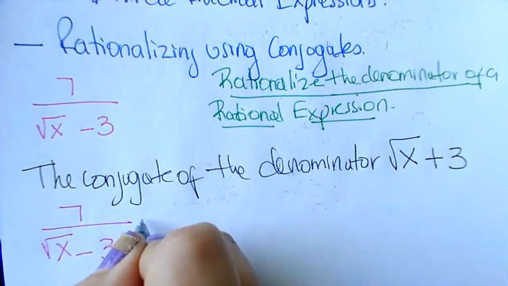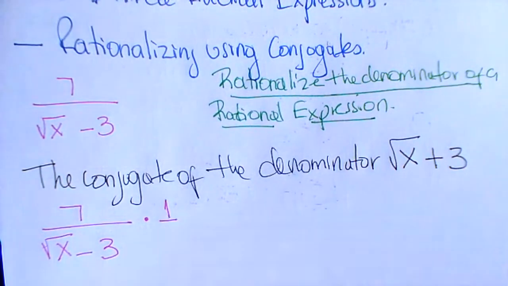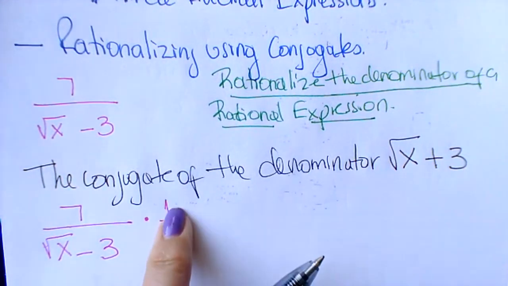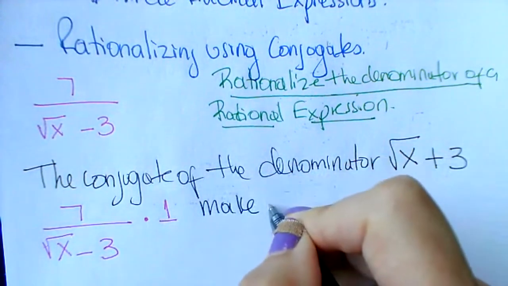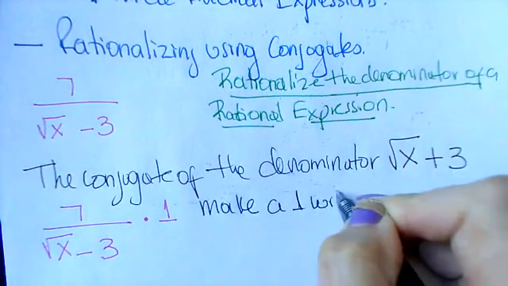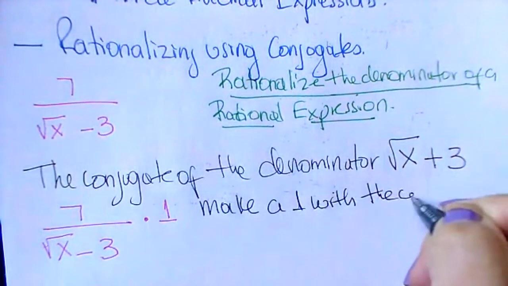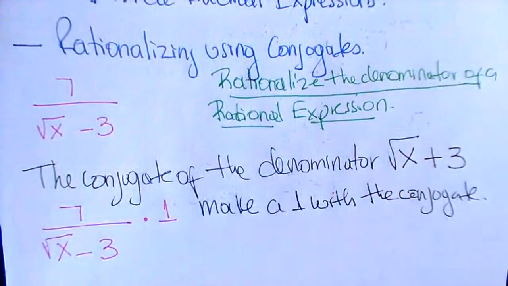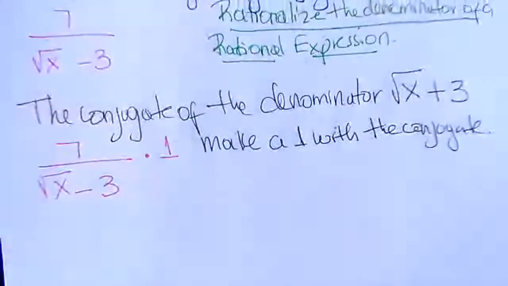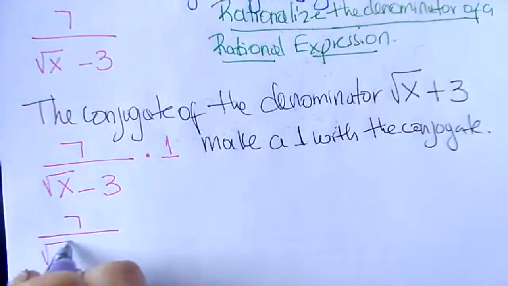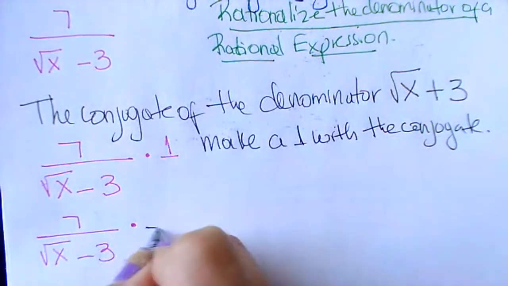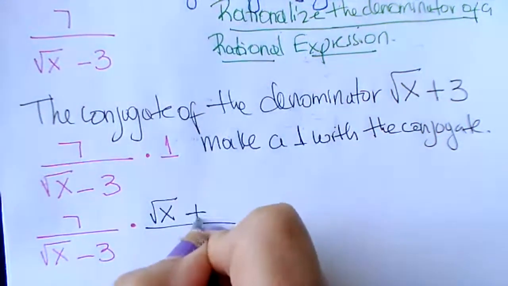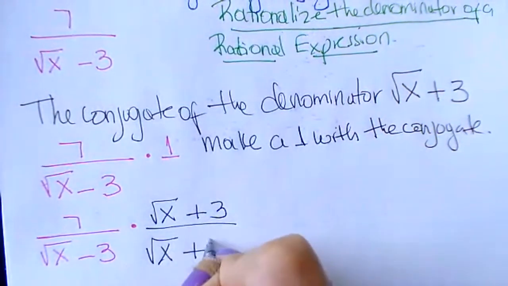So we are going to multiply by 1, right? That's what we said. We need to multiply by 1. But what is this 1? This 1 is made with the conjugate. So this is how it's going to look. We're going to multiply by the square root of x plus 3 over the square root of x plus 3.